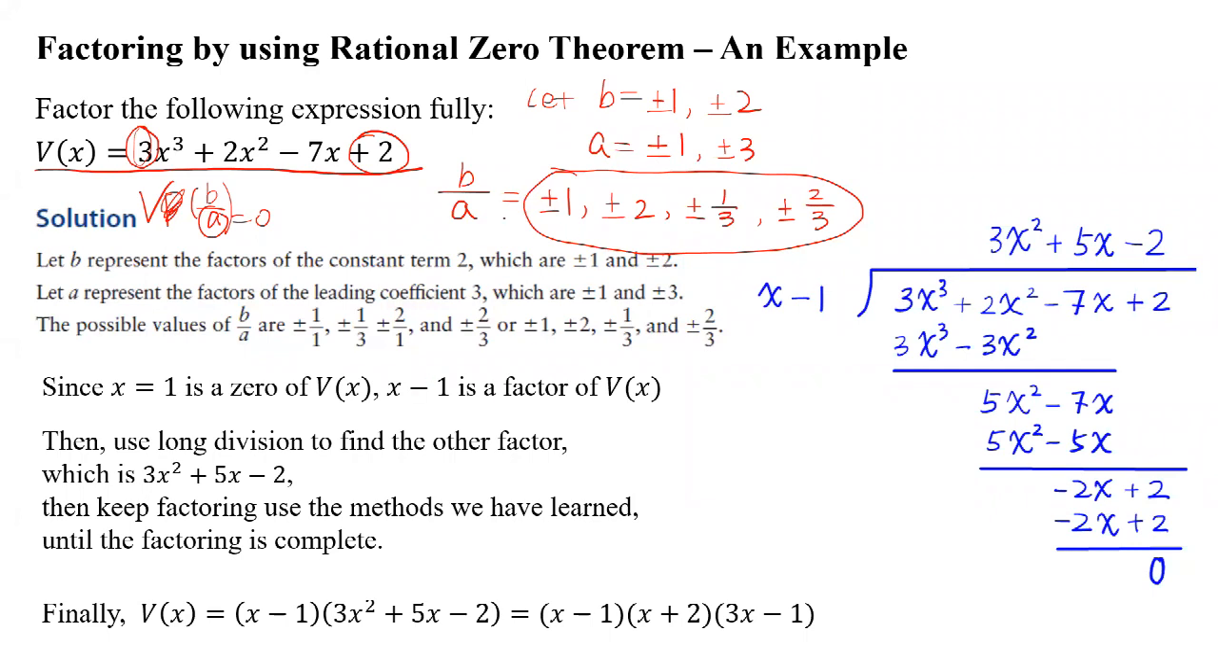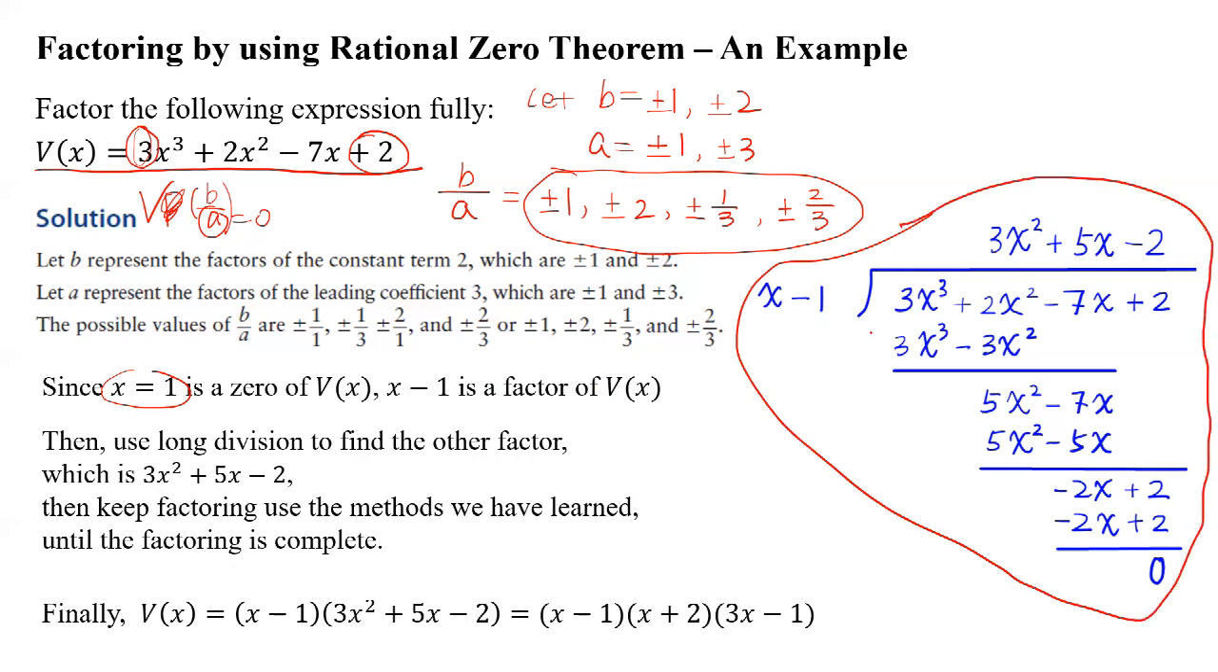Okay, so usually we'll start from the easiest number, which is 1, right? Once you check x being 1, you can find that actually x being 1 is a 0 of V(x), right? So this time we get a little lucky. The first number we check is just a 0 of V(x). So x minus 1 is a factor of V(x), right? So then we can try using long division to find the other factor.